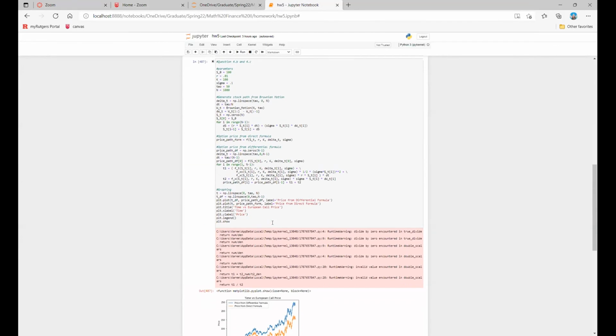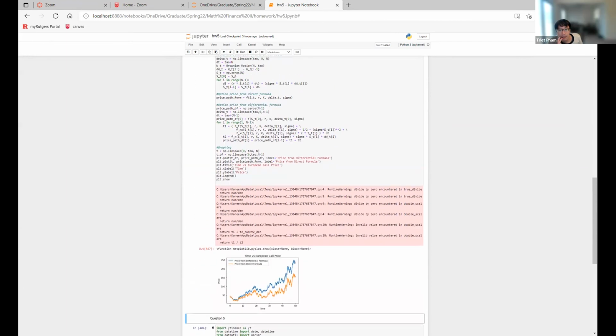I'm not sure why, but for my 4C, when I get a price path using the differential formula and compare it to the direct formula, it starts off really similar, and then it just diverges. The weird thing is, if I rerun it, sometimes it's almost perfect and sticks to the direct one, but other times it diverges. I've been looking at it for almost 2 days now and I can't figure out what it is.